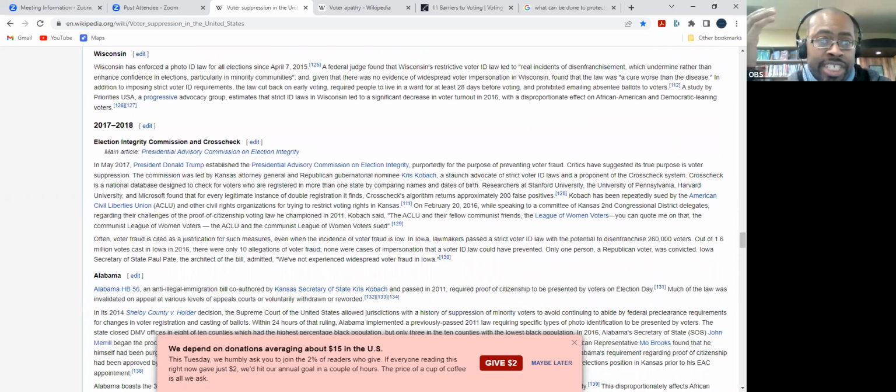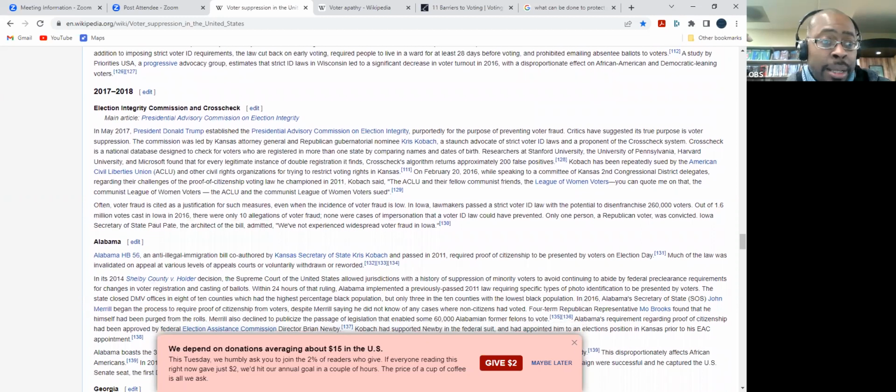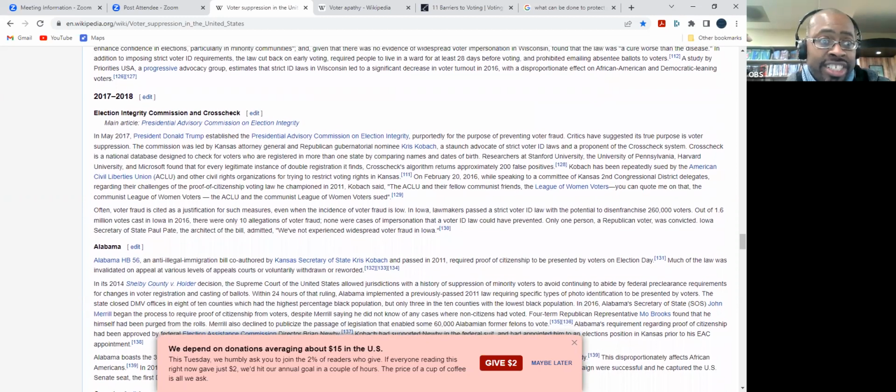Then in 2017, we come across what is called election integrity. So that's when election integrity was first used. In 2017, President Donald Trump established a Presidential Advisory Commission on Election Integrity with the purpose of supposedly preventing voter fraud. Critics have suggested its true purpose is voter suppression, which we know that was true.